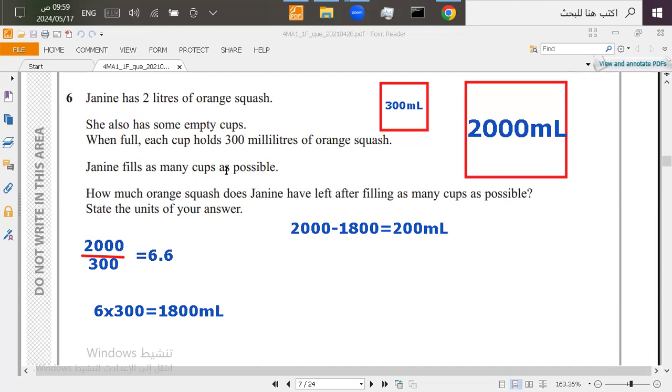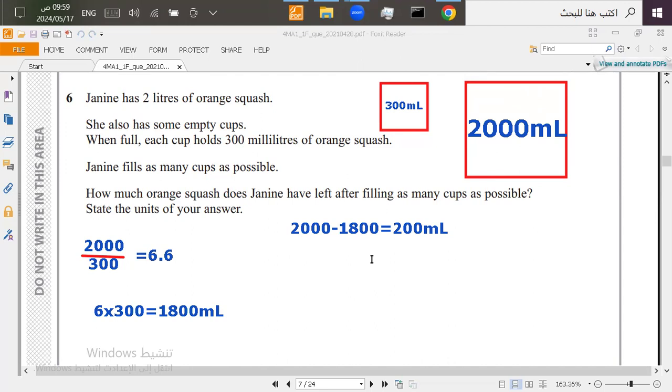And this is the idea of this question. So you have to focus on how we did this. First, we divided this by this. We got 6 cups. Now I multiply 6 cups by 300. So I'm going to use 1,800 milliliters. Now I subtract the 1,800 milliliters from the 2,000 milliliters, and I'll end up with 200 milliliters extra.